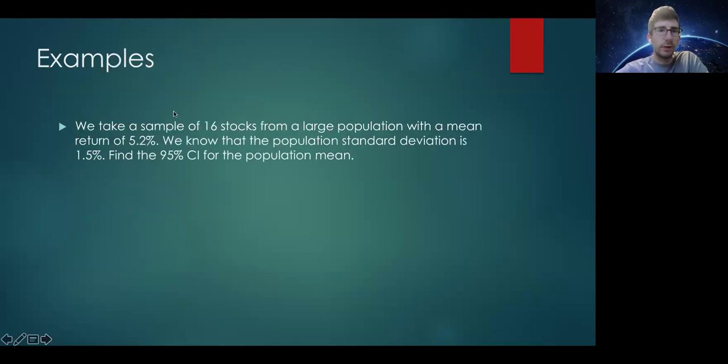So we have an example here. We take a sample of 16 stocks from a large population with a mean return of 5.2%. We know that the population standard deviation is 1.5%. Find the 95% confidence interval for the mean.